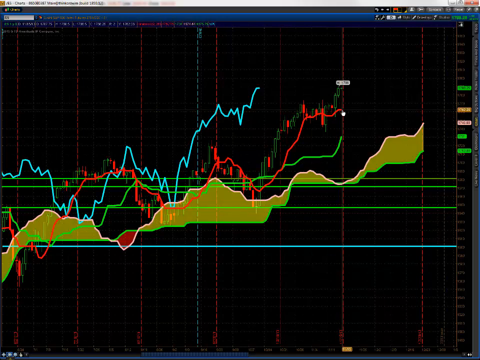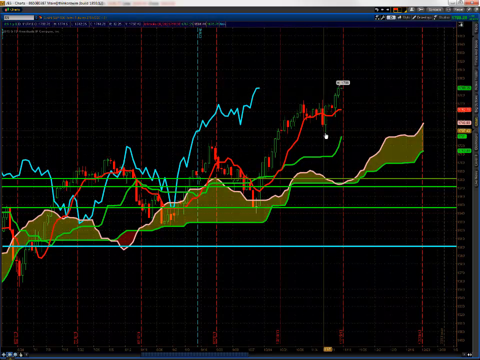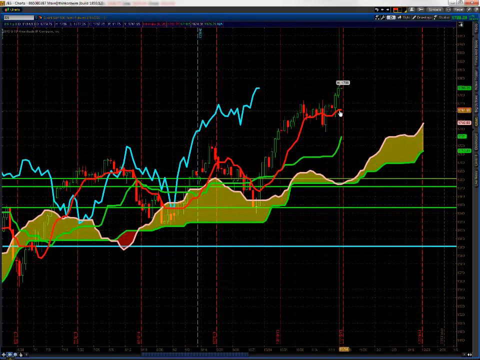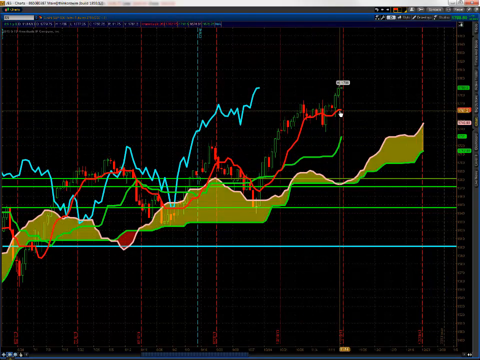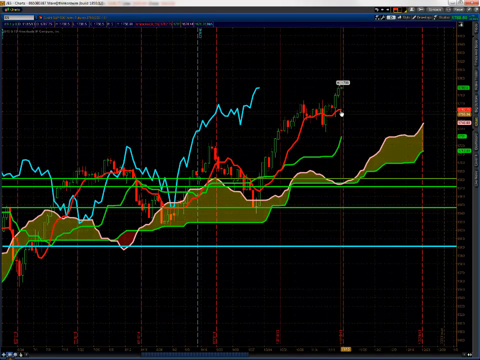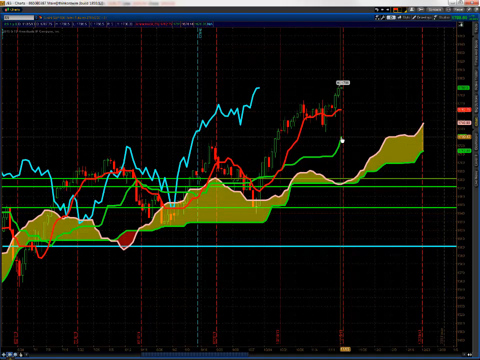So the red line is the 9 period: high and low over the last 9 periods divided by 2. The green one: high and low over the last 26 periods divided by 2. So that's the short term and the long term. 26 days is how many days there used to be in the Japanese calendar for the month. So this gives you 1.5 weeks, and this gives you the month.